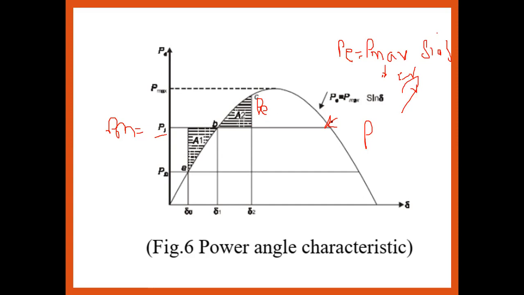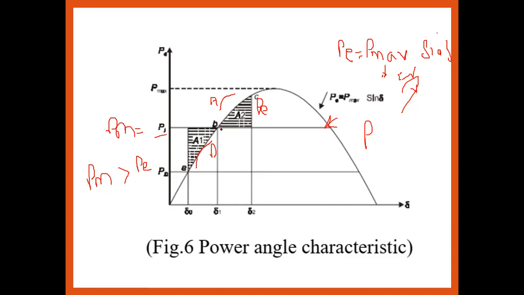In this condition, the area A1, from A to B, and then B to C, is the accelerating area and this is the decelerating area. Why is it the decelerating area and why is it the accelerating area? Because Pm should be more than Pe; Pm is more than the electrical power. That's why it is called decelerating power. Mechanical power is more than the electrical power, so it is called a decelerating area, because it is in the negative region.